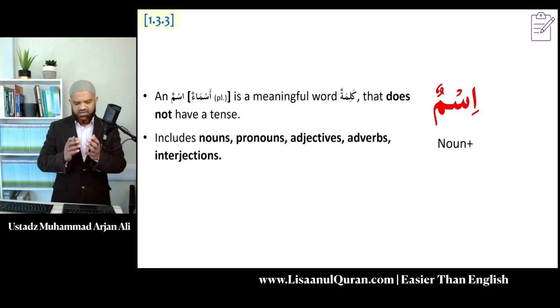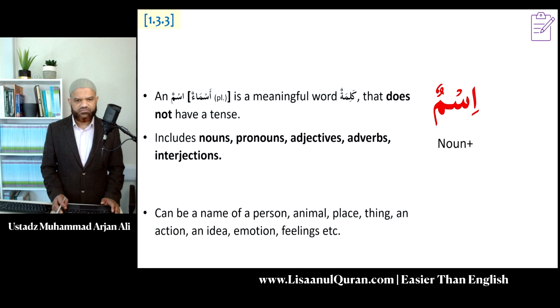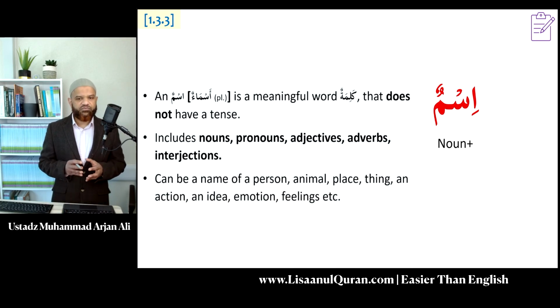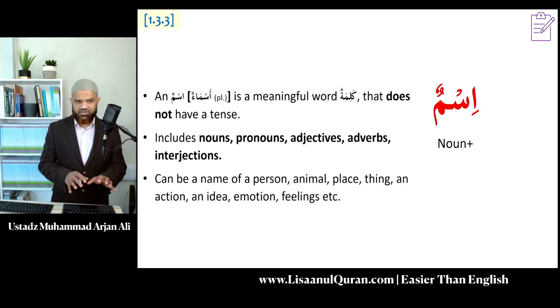So in Arabic, pronouns, which are treated separately in English, rightly so, and adjectives, which are also treated separately, are all part of the ism category, and they have the set of rules which apply to ism. Inshallah, we'll study them from next lesson onwards. So it can be the name of a person, an animal, place, thing. It can be a name of an action without the tense. It can be an idea, emotion, feelings, etc.